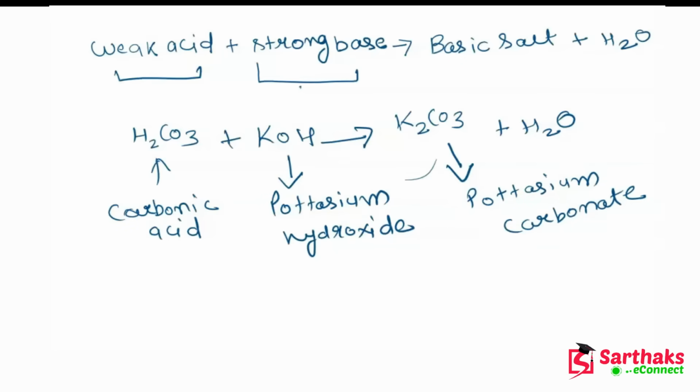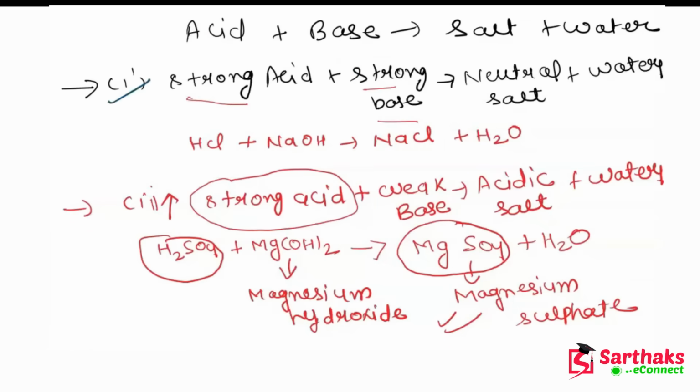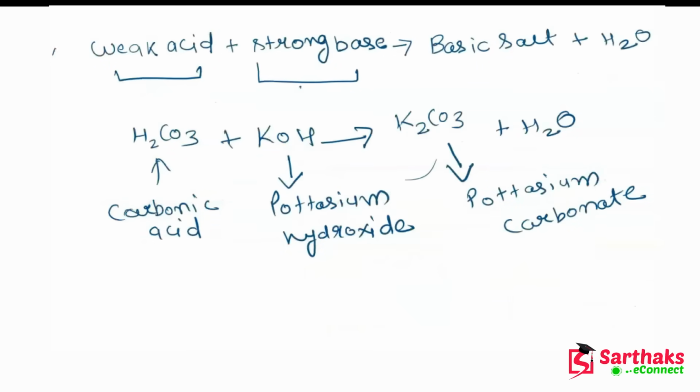So I hope guys these three reactions are clear to you. This is the first reaction between strong acid and strong base. The second reaction is between strong acid and weak base, where acidic salt is produced. And the last reaction is where weak acid reacts with strong base and basic salt is produced. So students, if these three reactions are clear to you, can we move ahead? Of course sir, you can move ahead. So let's see what is on the next slide. Let's move on to the next slide.